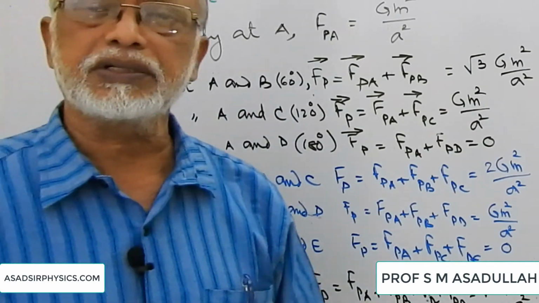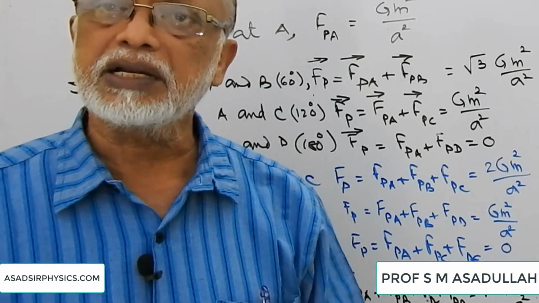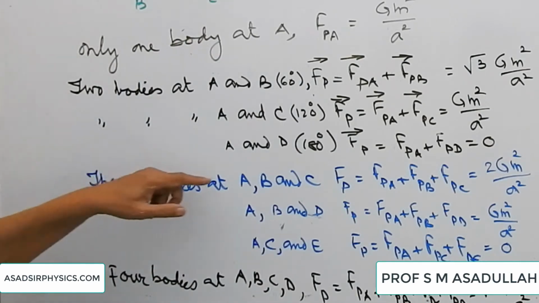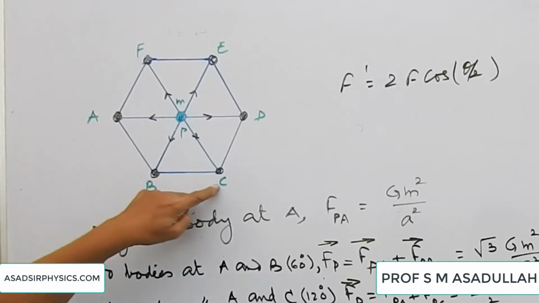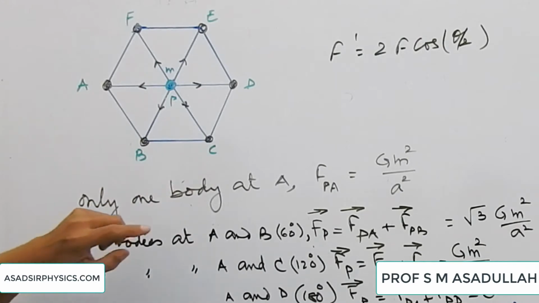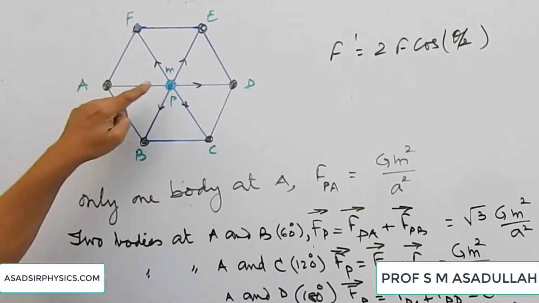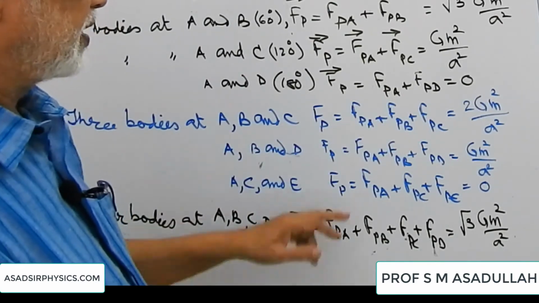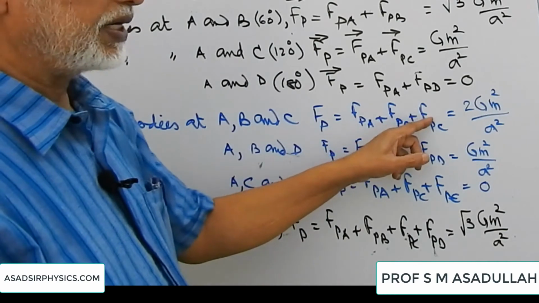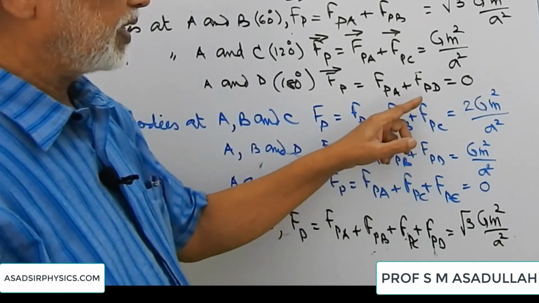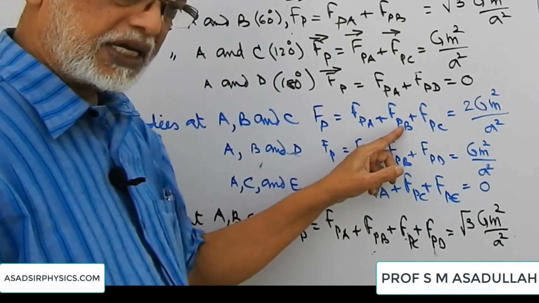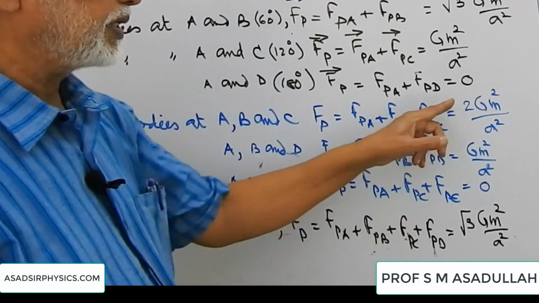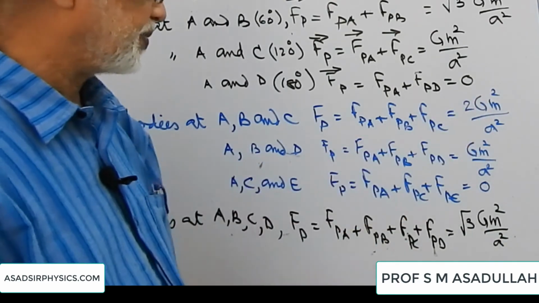After considering two bodies, let us consider three bodies. Three bodies can be kept in different ways. First, they are kept on adjacent corners A, B and C. The effective forces will be FPA, FPB and FPC. Out of this, FPA and FPC act at 120 degrees, and the resultant is equal to F. Then that F is in the direction of FPB, so that will also get added. So you will have 2F. The resultant force is 2 GM square by A square.